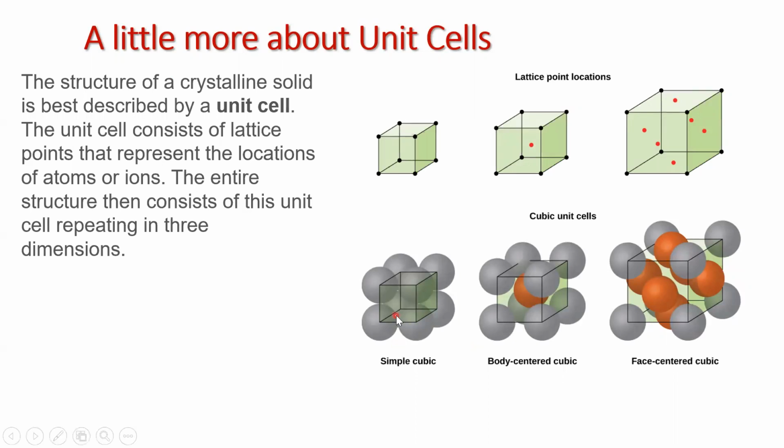We have what are called simple cubic, body-centered, and face centered. Simple cubic has four atoms on the top and four atoms on the bottom of the unit cell. Body centered has an atom in the middle, and then it has atoms along the lattice points. And then the face centered has atoms along the lattice points and ones along the sides, or the faces, of the unit cell.